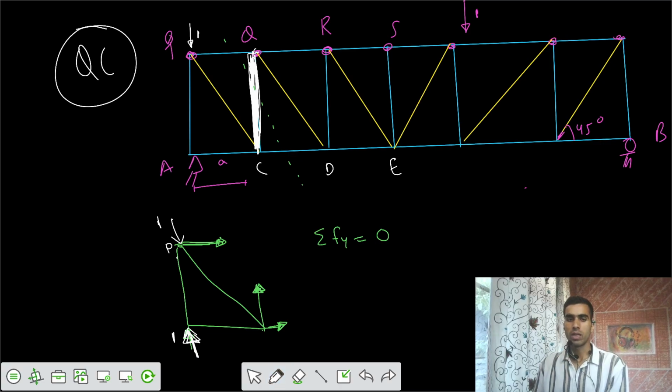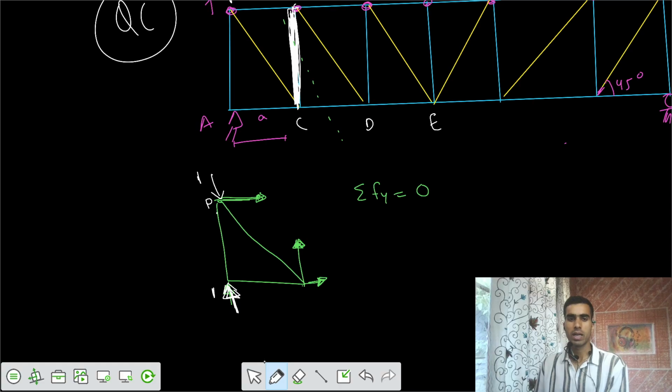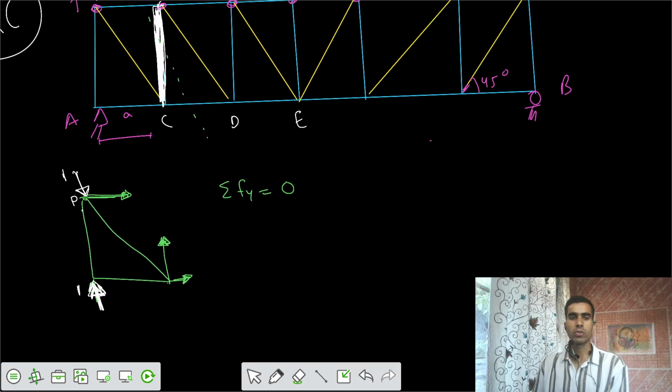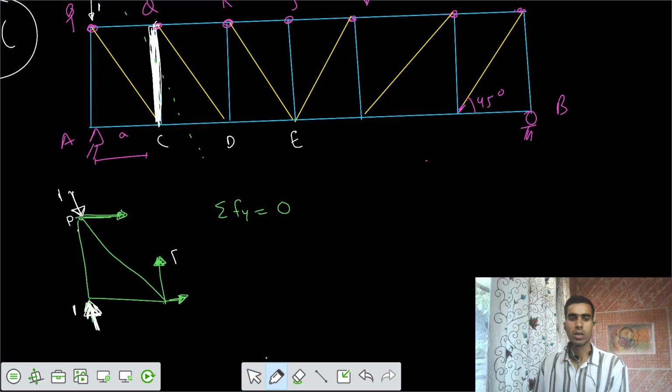So I would say the external load was placed at point B, and the same value has developed as a reaction at point A. Now, what is the force in the member QC? Can you calculate? I would say the sum of reaction plus F equals 0.